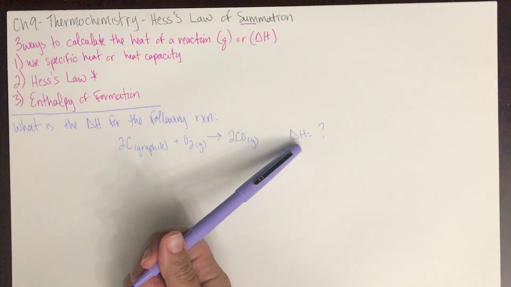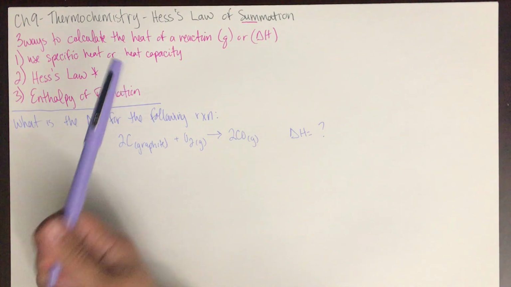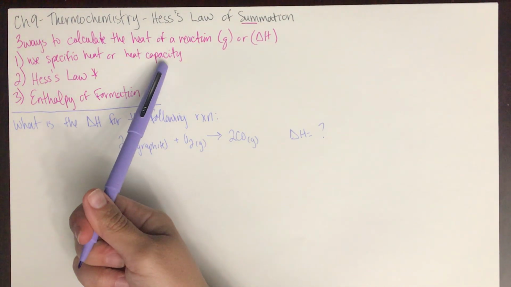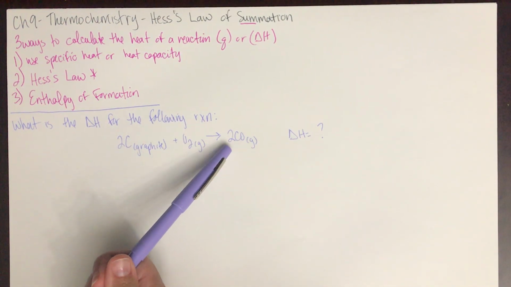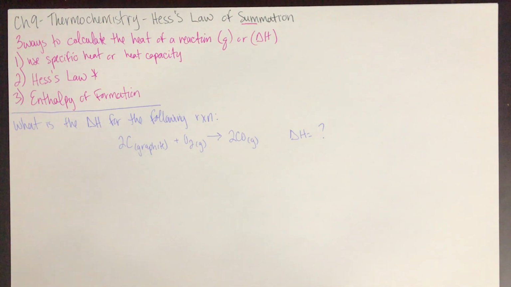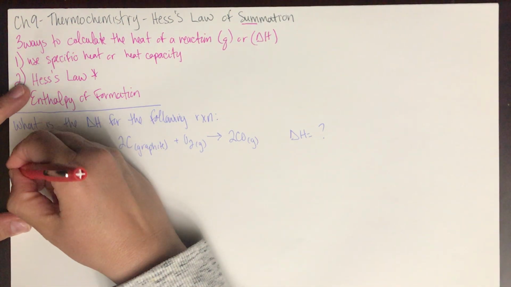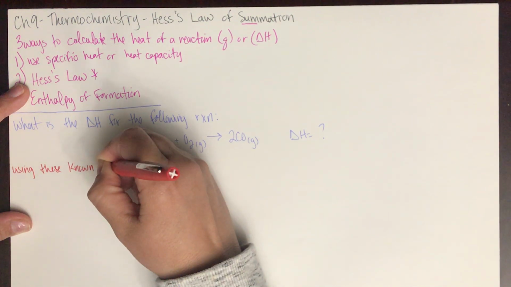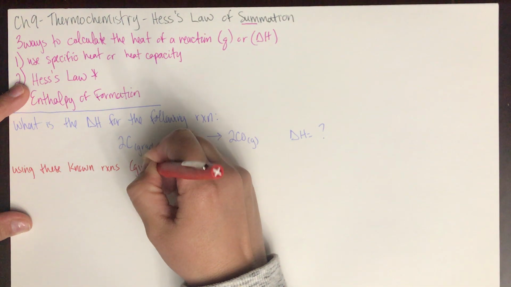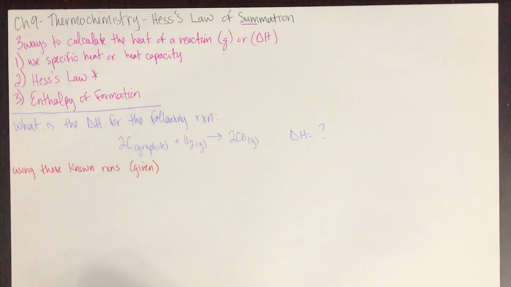So if we can't measure it in a lab using specific heat or heat capacity in a calorimeter, like we've already done, another way to determine the enthalpy change is to use Hess's Law of Summation for other reactions that we can add together to get this exact reaction, other known reactions. So we want to know what the enthalpy change is for this reaction, and we're going to do that using these known reactions. This would have to be given to you.